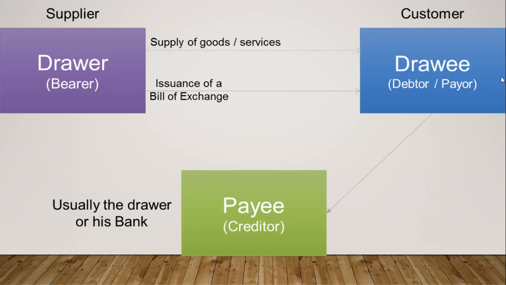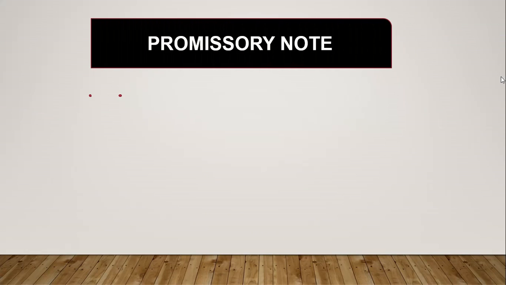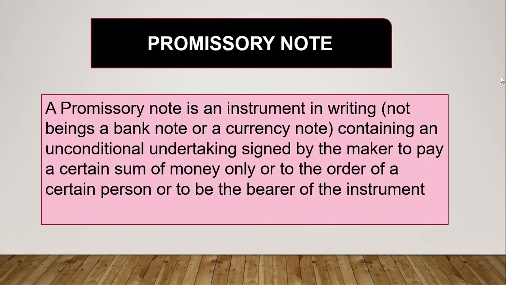Now, the next concept is promissory note. A promissory note is an instrument in writing containing an unconditional undertaking. It is not an order. It is signed by the maker to pay a certain sum of money only. Here, the maker is a person who has to make payment.